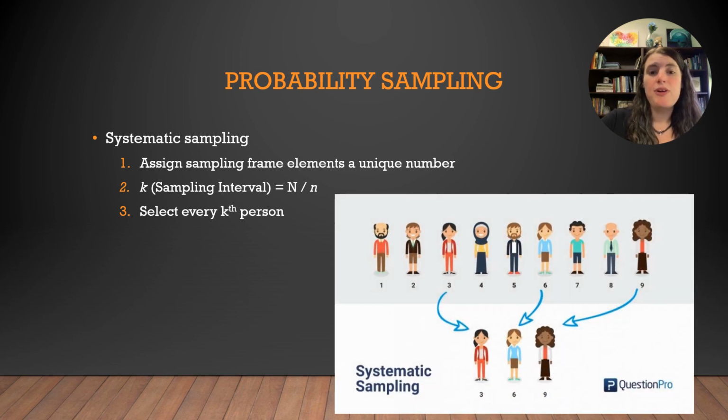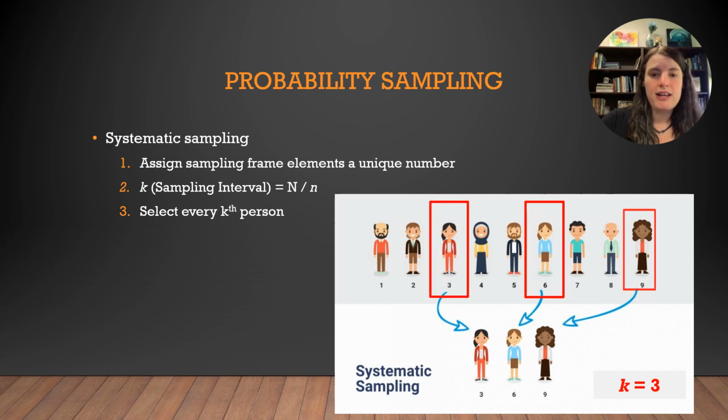In this example, you have 9 people in the population. If you want a sample of 3 people, you take 9 and divide by 3. That leaves us with a K of 3. Once you have every kth person, you go through and pick the 3rd person, 6th person, 9th person, etc.